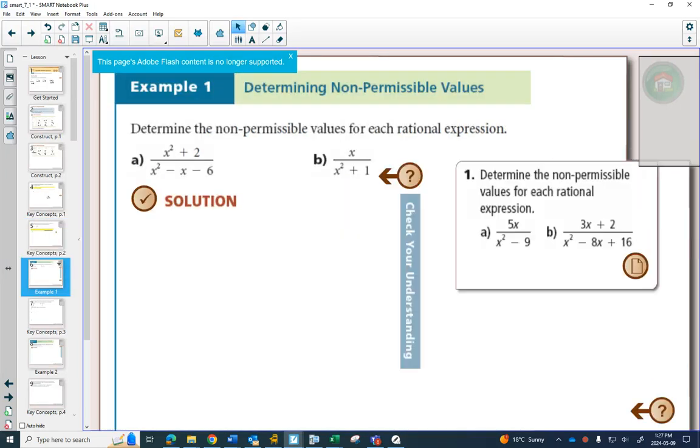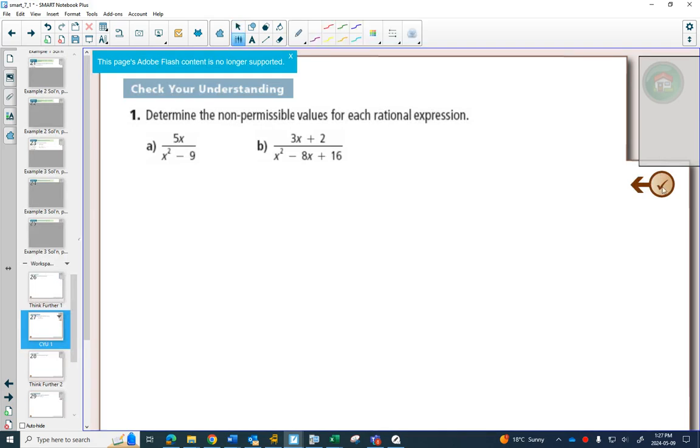So let's look at example 1. It just says determine the non-permissible value. The easiest way, and the thing you're going to find we do a lot in this unit, is we always factor things first to see what we have.